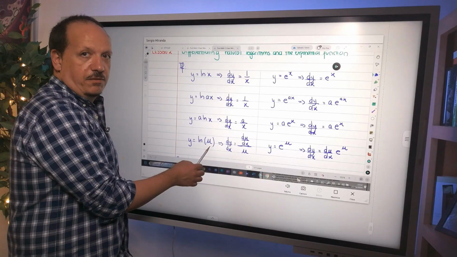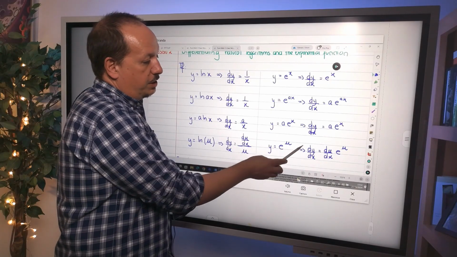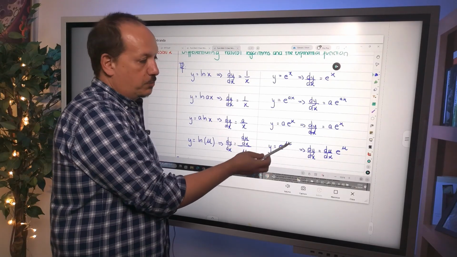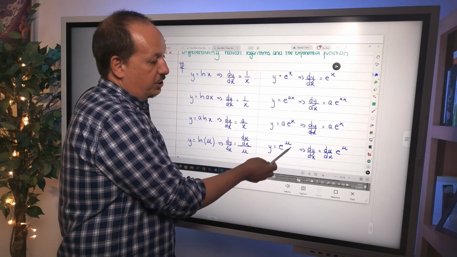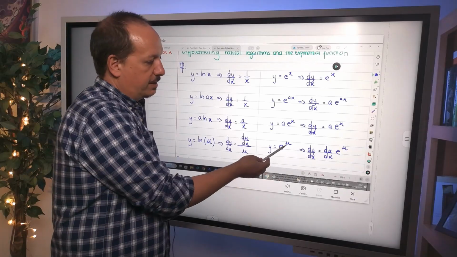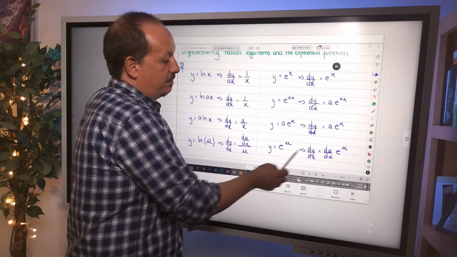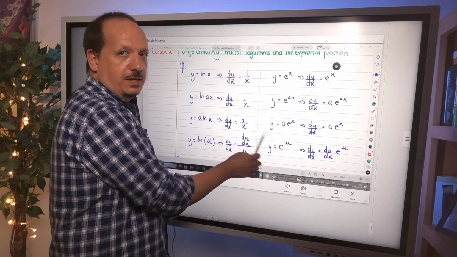We're going to see examples in a bit, but before that, let's see what happens if you need to differentiate e to the power of an expression. Again, just differentiate the expression in terms of x, and the result is going to be that expression times what you have here in the first place.